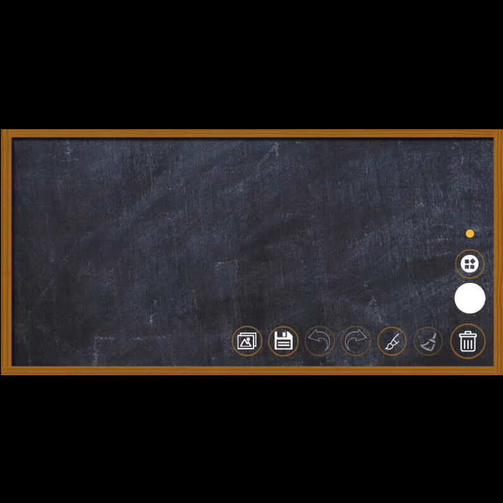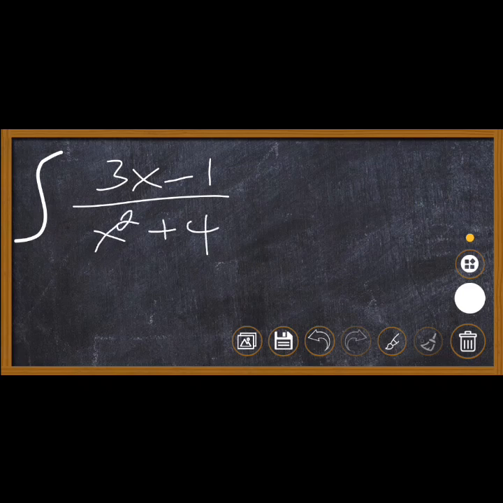So what do I mean? You have a higher power of the variable in the denominator than in the numerator. Then that tells you it's a partial fraction. Let me give an example of a partial fraction. Let's say you have 3x minus 1 over x squared plus 4. Since the power of x in the denominator is greater than the power of x in the numerator, this is a partial fraction.